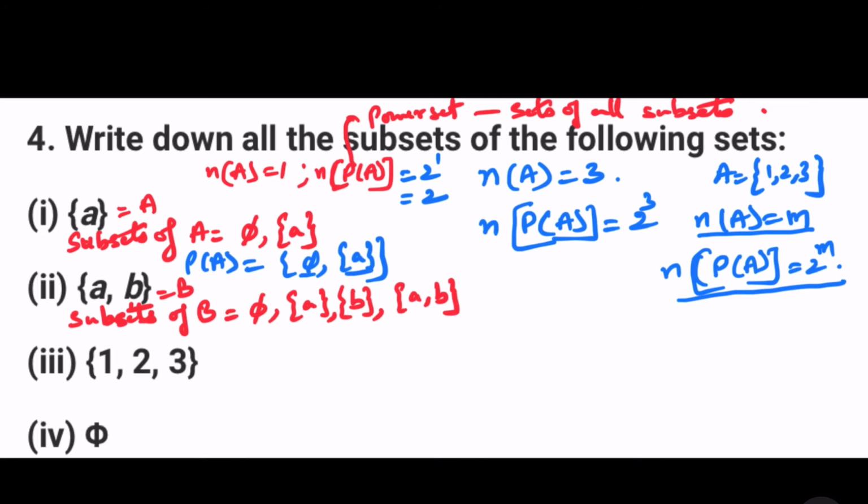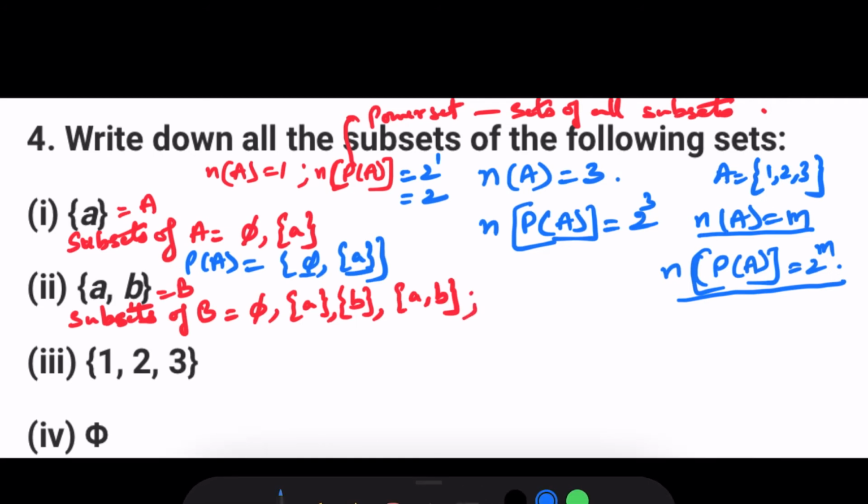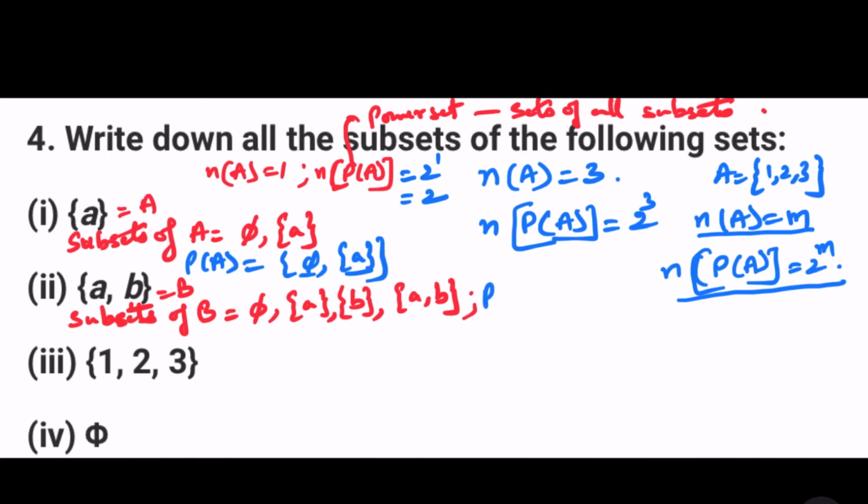So now what is the number of power set of this? Power set of B is nothing but, you can write it in this way, that is power set of B is equal to, you have to put your braces like this, phi comma A comma B comma AB in braces. So now you close this braces. So these are all the elements of power set of B.